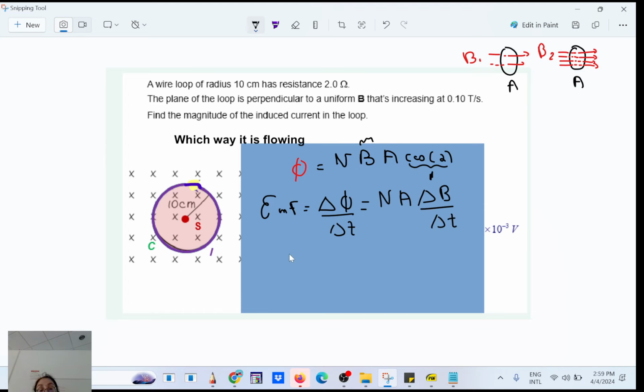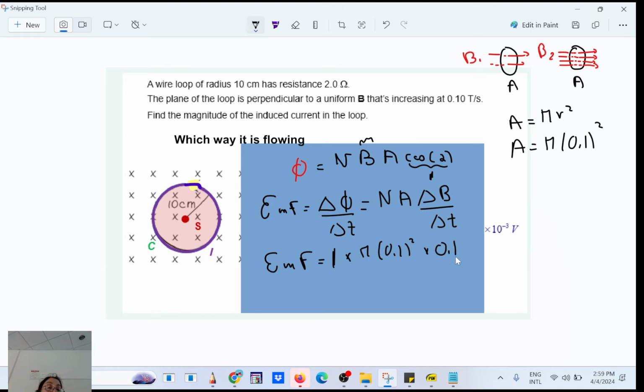So what do you get? The number of loops is 1 times the area. The area will be pi r squared, so it will be pi times 0.1 squared. The rate of change of B is given to you, so multiply by 0.1. So what's going to be?